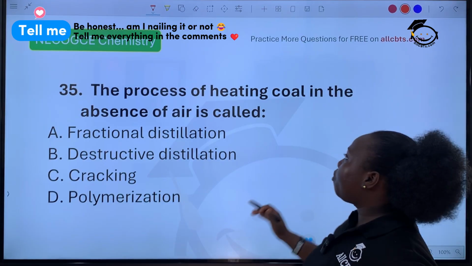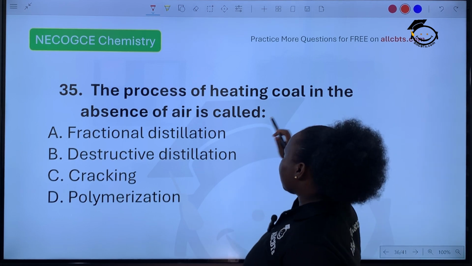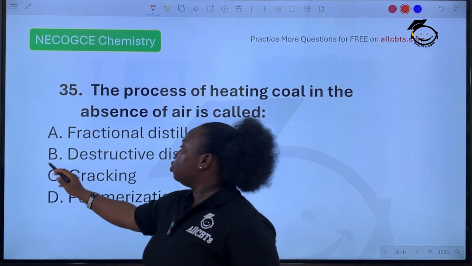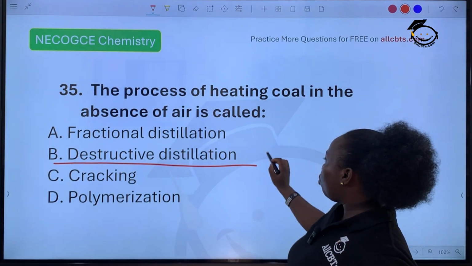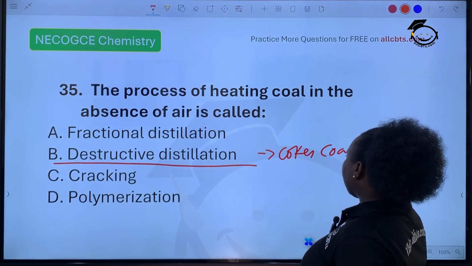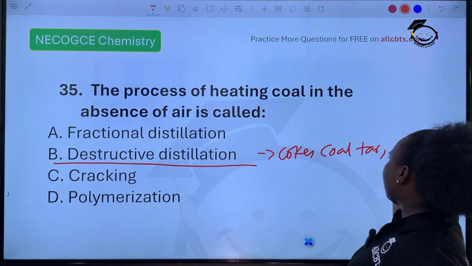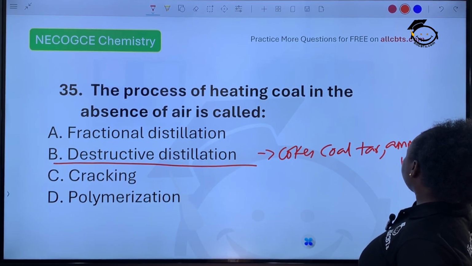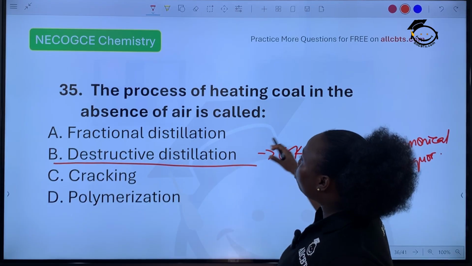Number 35, the process of heating coal in the absence of air is called what? When you heat coal in the absence of air, it is called destructive distillation of coal. And you have things like coke, ammoniacal liquor, coal tar, and so on and so forth. These are things that you get when you heat your coal in the absence of air.